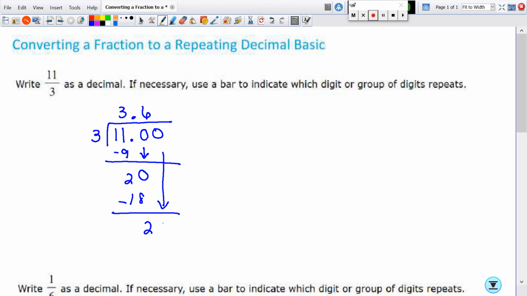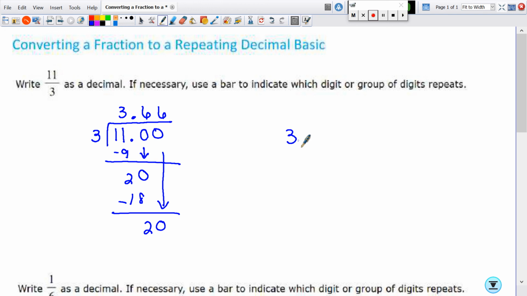Bring down the 0. Okay, you've started repeating yourself. If it's got a repeating decimal as an answer, you're never going to get to 0. It's actually going to continue to repeat itself. 3 goes into 20 6 times. So as you can see, the 6 is going to repeat.